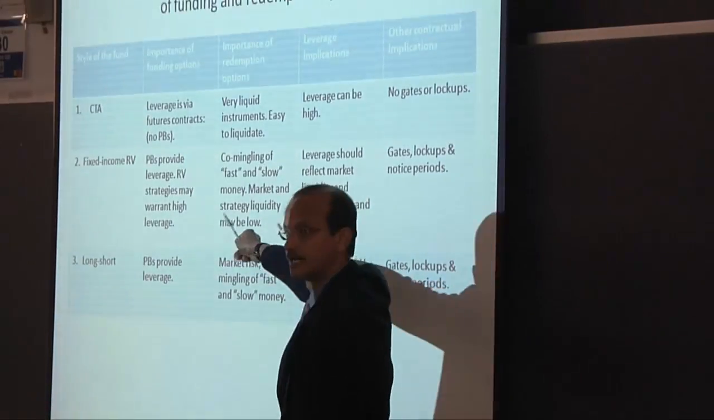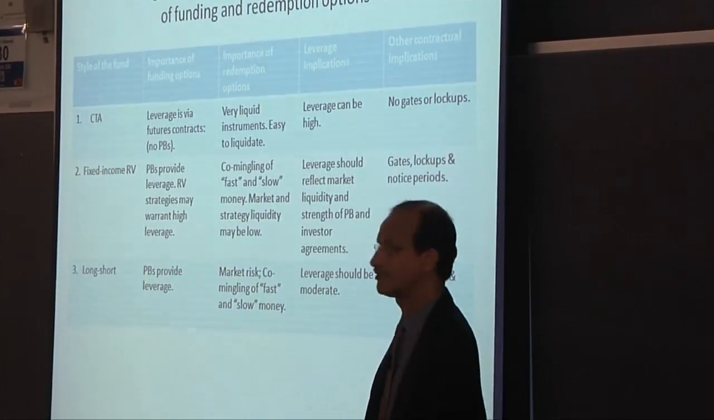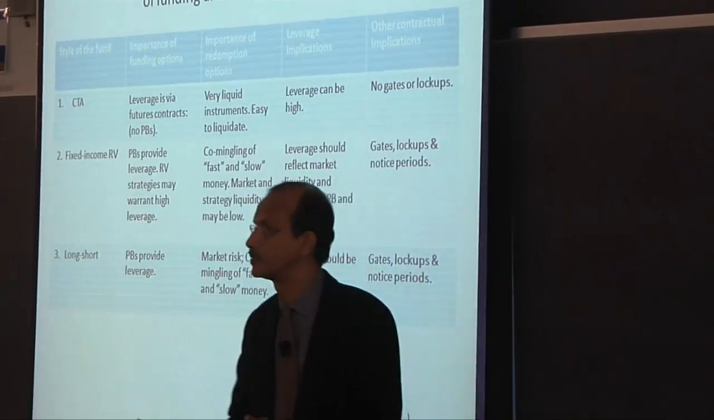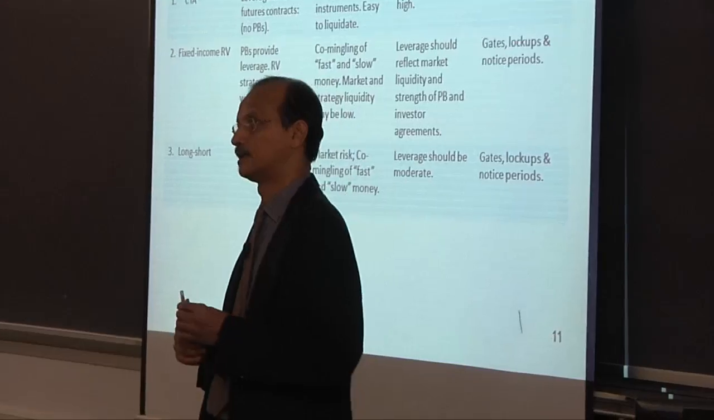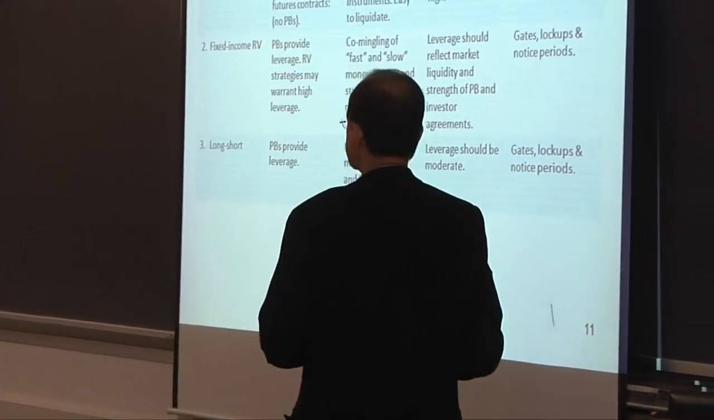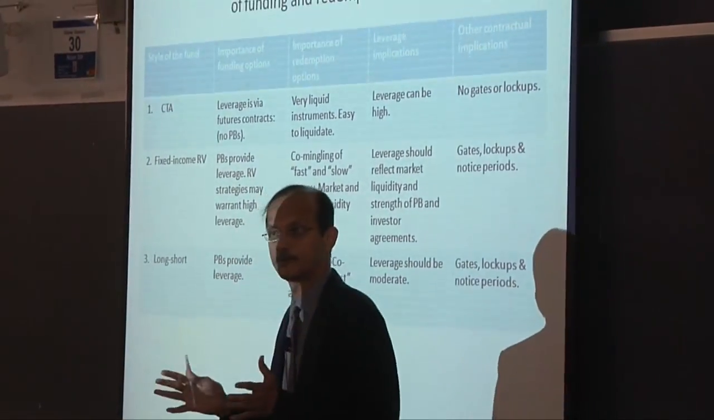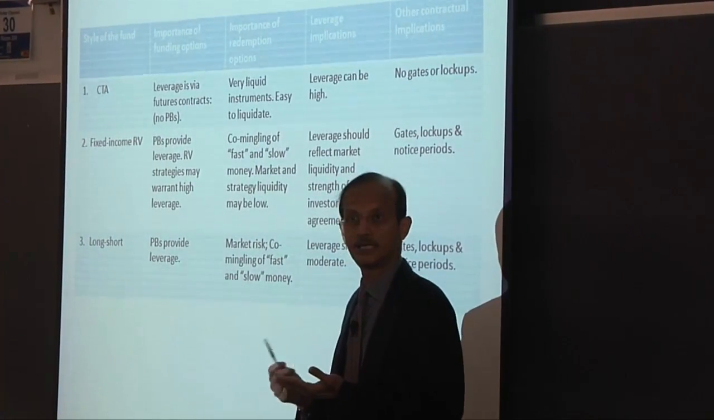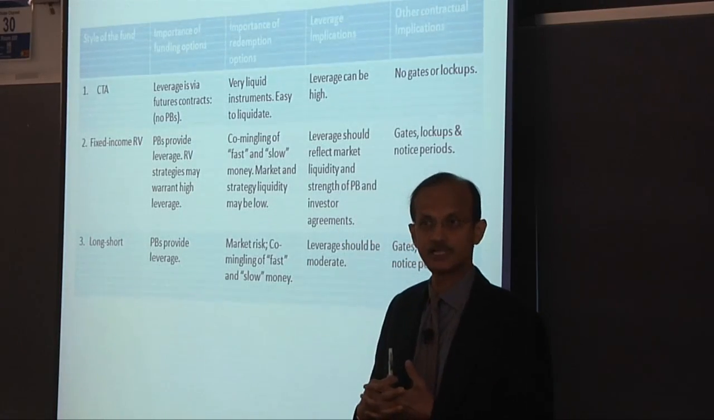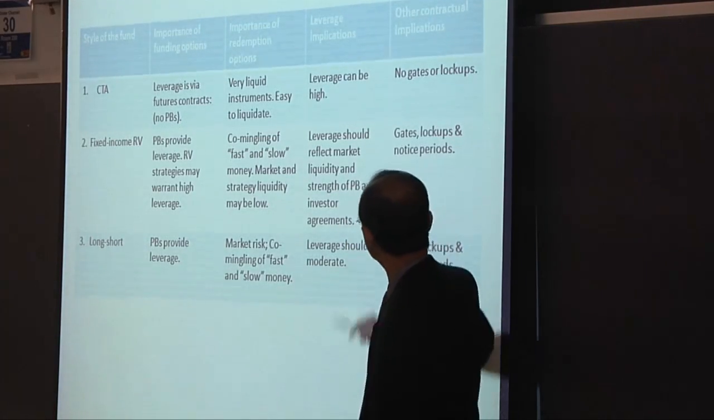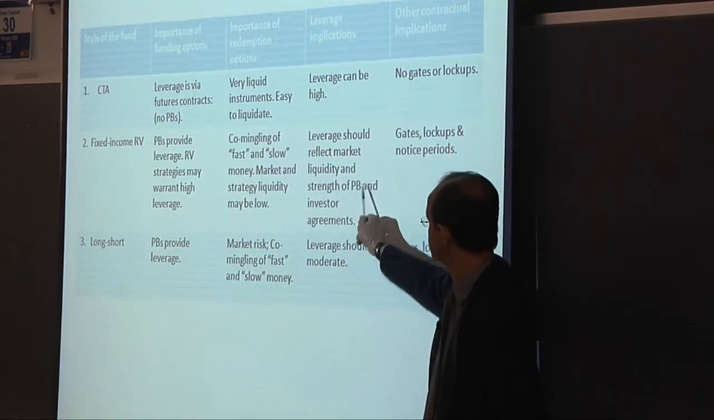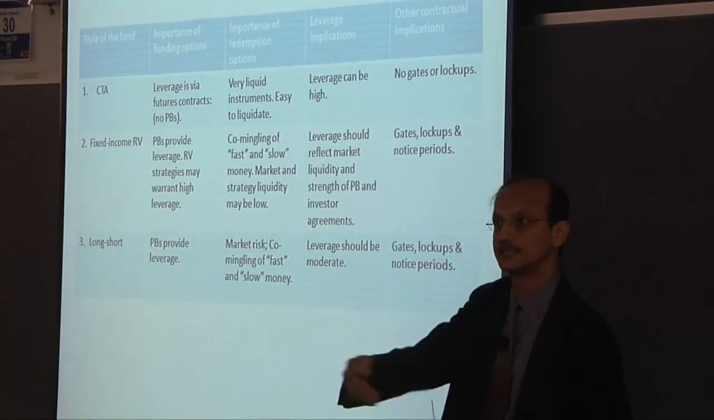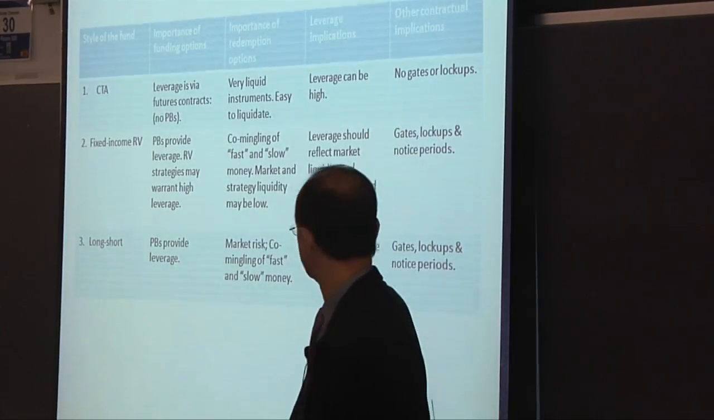If you're a fixed income relative value arbitrage fund, then of course you're relying on your prime brokers. You're going to do repo and reverse repo transactions, so you need the balance sheet of the prime brokers. You're relying on spreads, and you could be in an illiquid part of the fixed income market, so deleveraging costs could be very high. So you have to deal with these questions quite explicitly. That means the leverage that you could take should reflect the market liquidity and the strength of the prime broker and investor agreements that you have. Right? That's something that's going to be very important if you're a potential investor in this hedge fund.